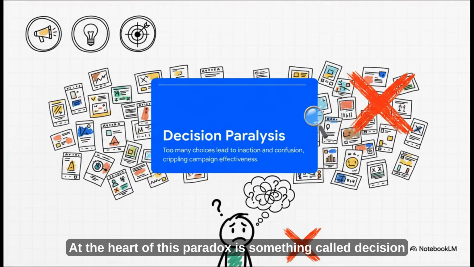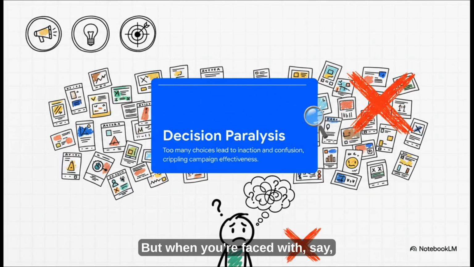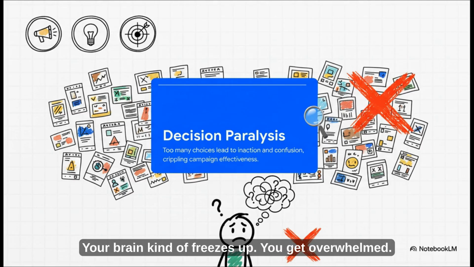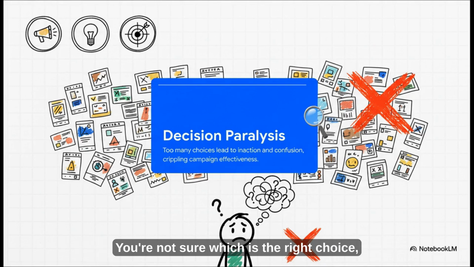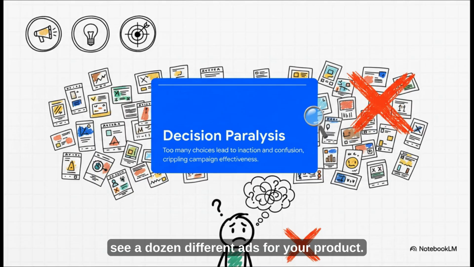At the heart of this paradox is something called decision paralysis, and you've felt this yourself, for sure. When you're looking at 2 or 3 clear options, making a choice is pretty easy. But when you're faced with, say, 10, 15, or 20 slight variations of something, what happens? Your brain kind of freezes up. You get overwhelmed. You're not sure which is the right choice, so you just end up making no choice at all. And that is exactly what's happening to your customers when they see a dozen different ads for your product.